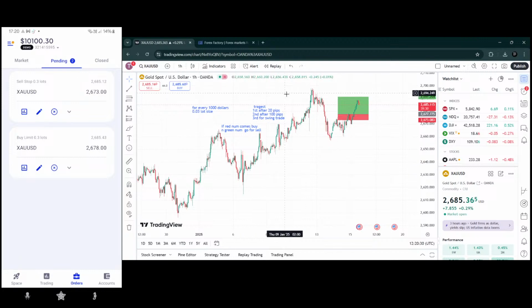So I have already mentioned targets, the news impact, and this is a lot size. For every $1,000, remember 0.03 lot size, because once you start using this lot size, then you have more opportunities that you can take trade. In one day, I think if you take 1 or 2 setups, these are more than enough for a day.